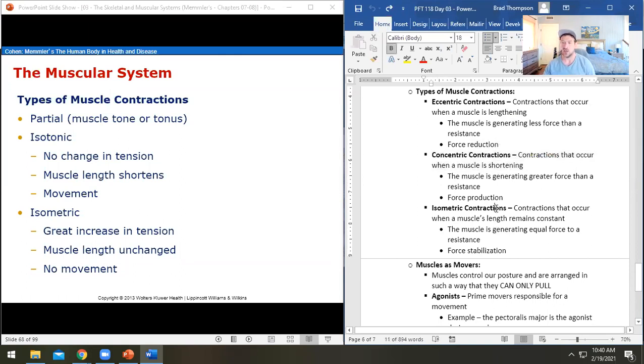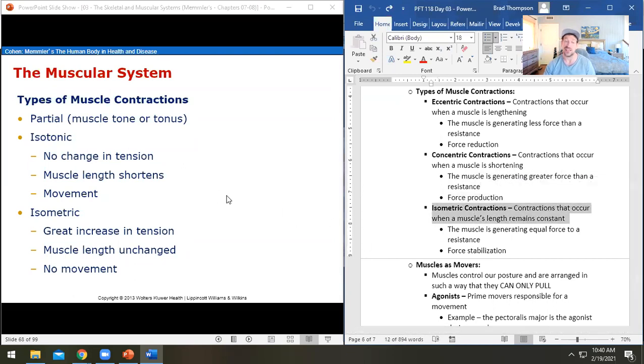Concentric contractions occur when the muscle is shortening. If I throw something away from me, I would overcome that resistive force, and my muscles would shorten in order to do that. That's a concentric contraction. Your muscle is generating greater force than a resistance. I've got 10 pounds in my hand. I generate 11 pounds of force. I overcome that movement. That's force production.